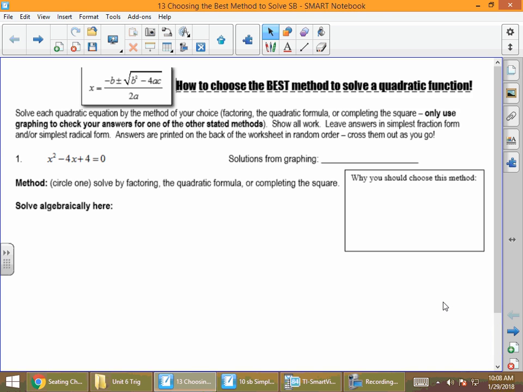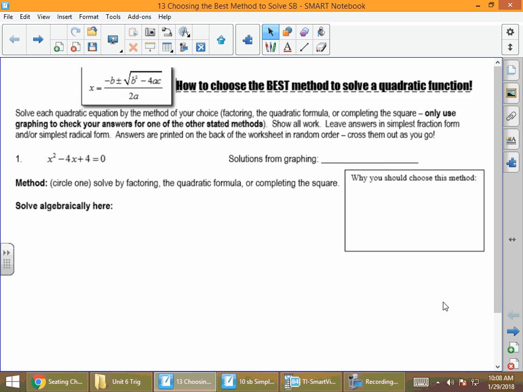So let's talk about choosing the best method when we're solving a quadratic function. We've got four choices. We can solve each quadratic equation by the method of your choice: factoring, the quadratic formula, or completing the square. We use the graphing to help us identify maybe what is a good method for us to use, or to help us check our work. We need to show our work, and we need to leave our answers in simplest fraction form and/or simplest radical form. And as you get to the practice on the back of this worksheet, we have some solutions at the bottom of the paper to help you check your work. They are in random order.